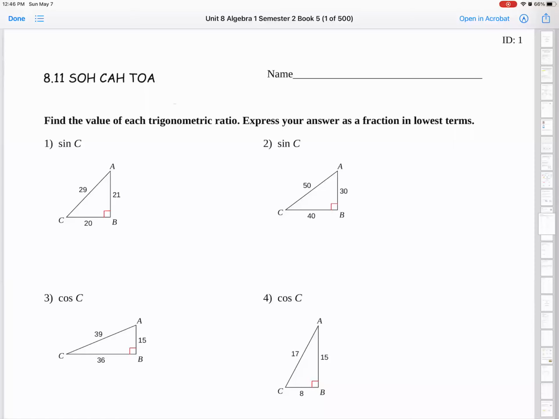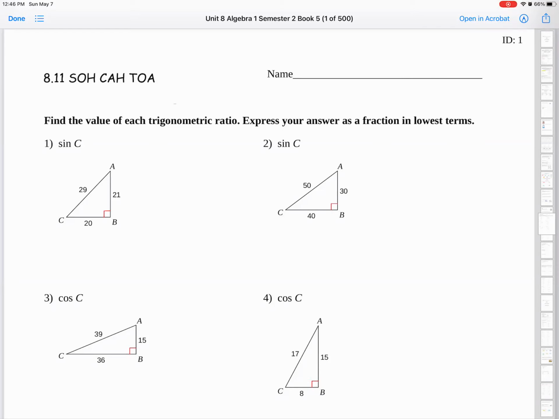All right, here we are at our 8.11 SOHCAHTOA notes. So we're going to be discovering some of our trig functions and how they're used. Now, generally speaking, the start of it's not too bad, and then a lot of the calculator tends to take over. Okay, so that's just a quick preview for what you guys are going to see today.